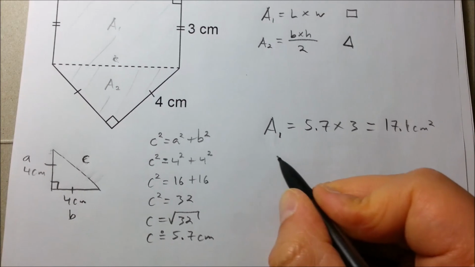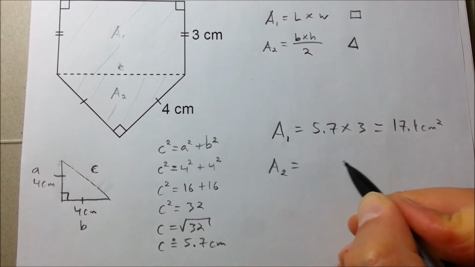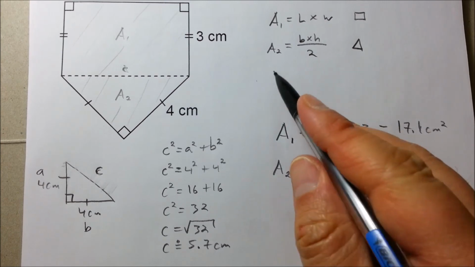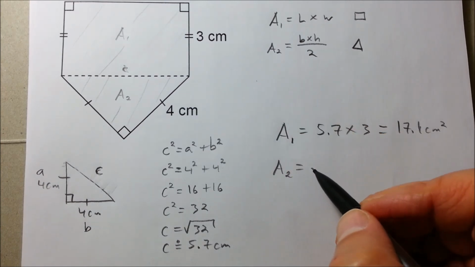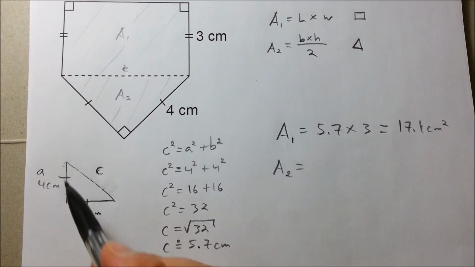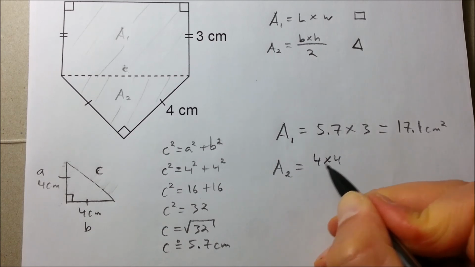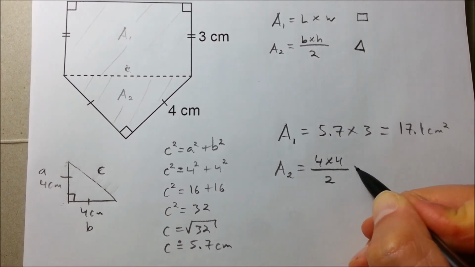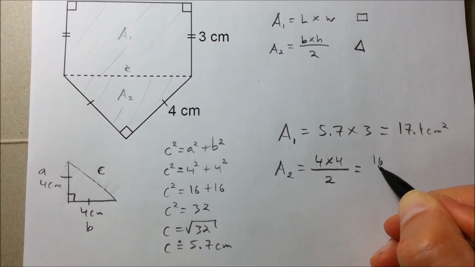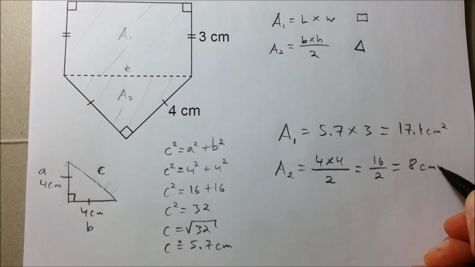centimeters squared, and the area of the triangle, which is area 2, would be base times height divided by 2. Now, what is the base of this triangle? It's 4 centimeters, and the height is 4 centimeters. So 4 times 4, base times height, divided by 2. Well, that gives us what? 16 over 2. What is 16 divided by 2? It is equal to 8 centimeters squared.